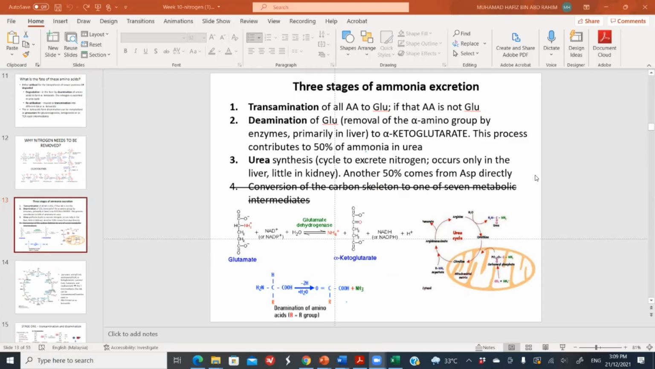The stages of ammonia excretion. The first thing before we enter into this topic is you need to understand the most important amino acid, paling penting dalam semua ialah glutamate. Semua pernah dengar glutamate kan? Pernah tak glutamate?